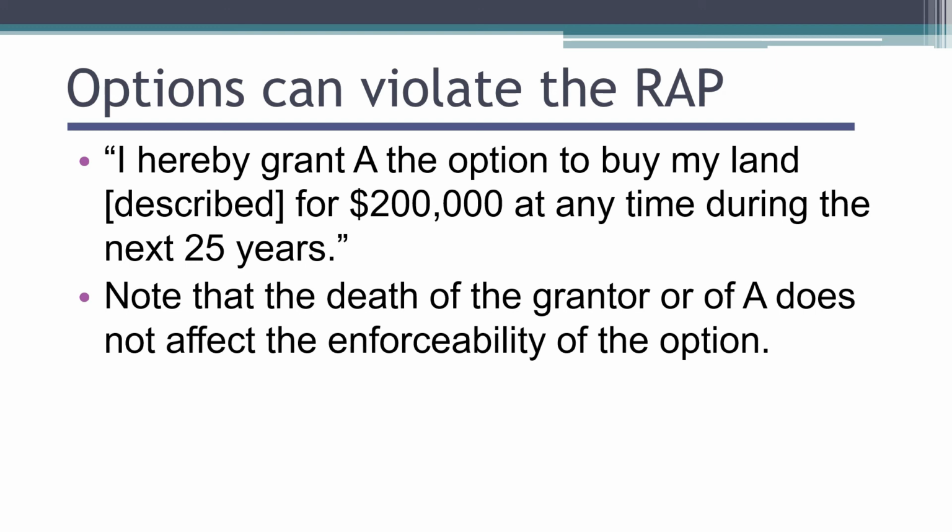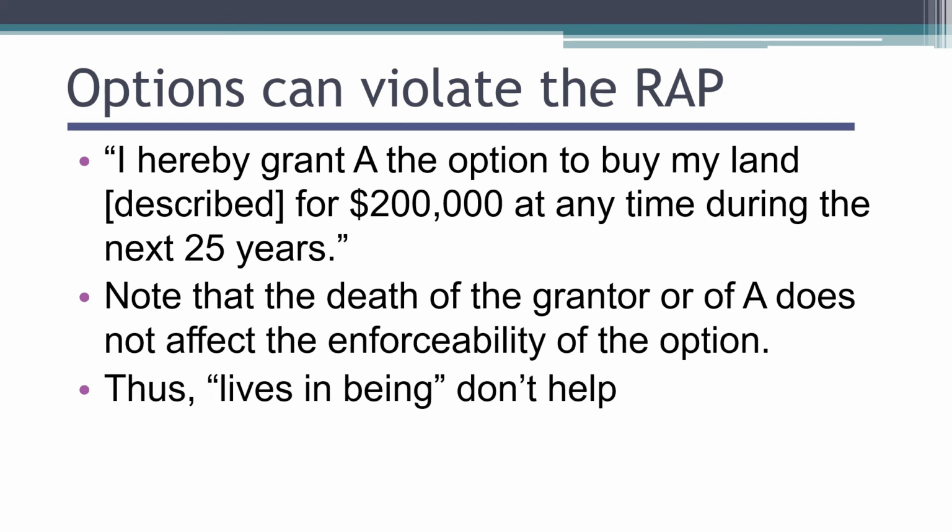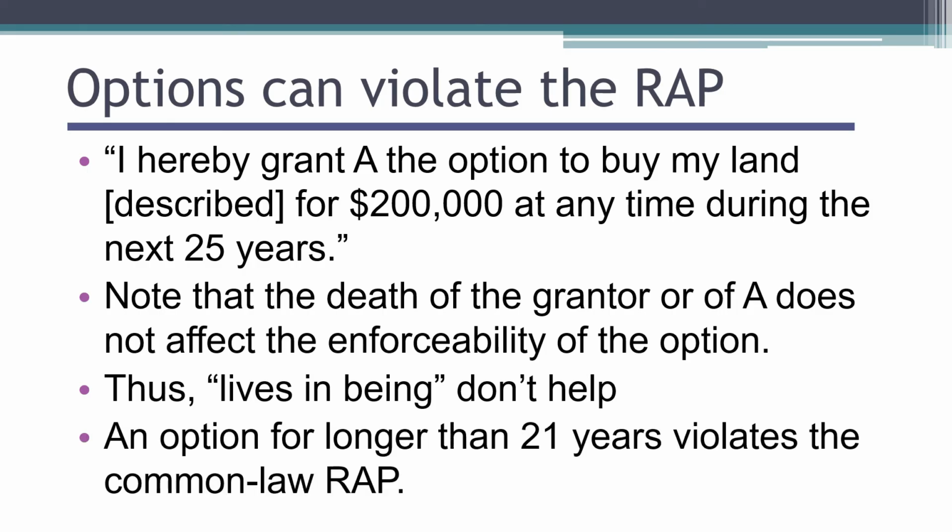So death has no significance in the usual operation of an option, and therefore trying to use lives in being simply doesn't help when we apply the rule against perpetuities. We can apply them, but there are no lives in being that make any difference. So an option for longer than 21 years violates the common law rule against perpetuities. And this very option is void under the rule because it can be exercised more than 21 years in the future, and indeed more than 21 years after the death of either A or the grantor.